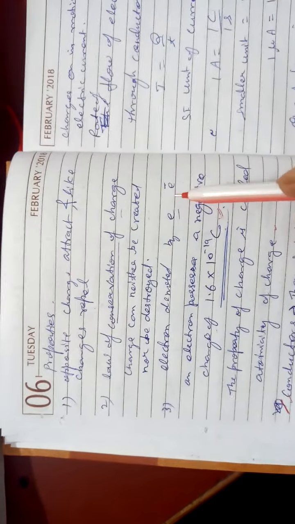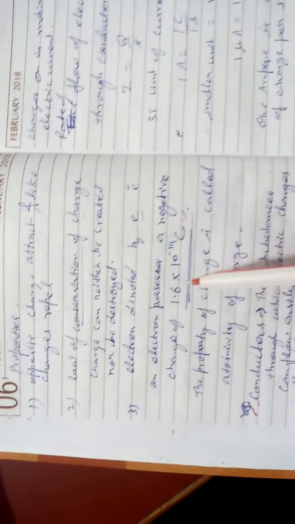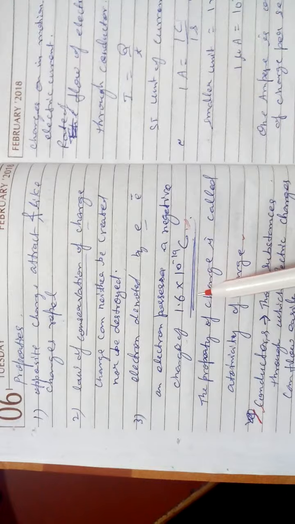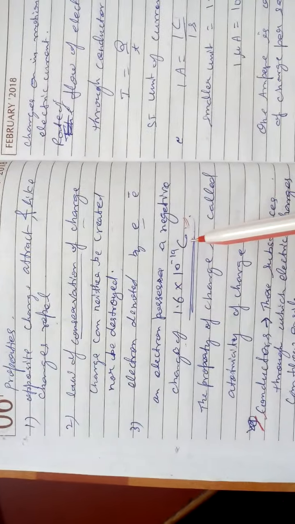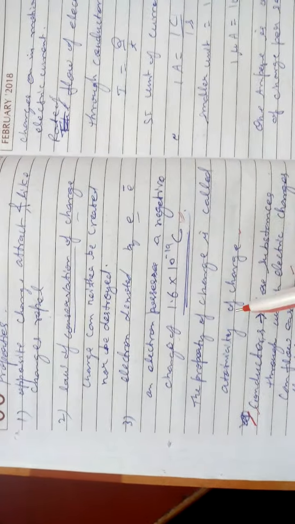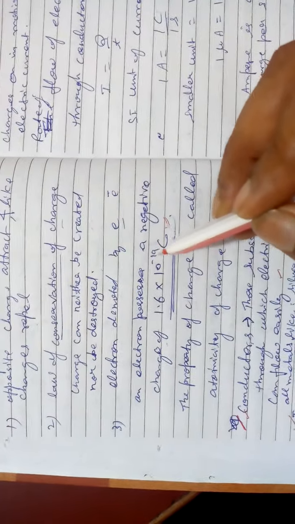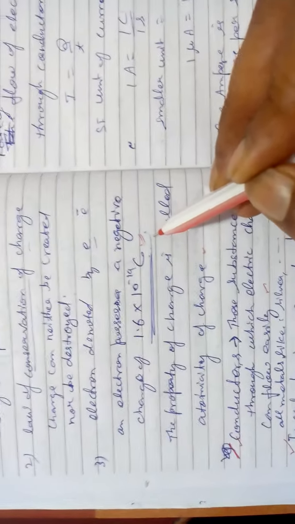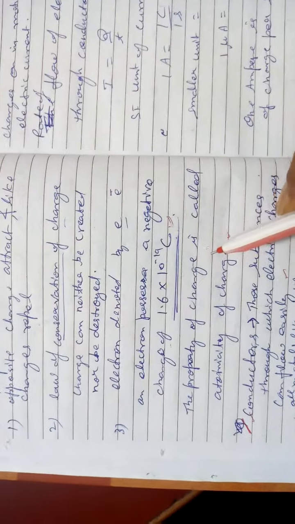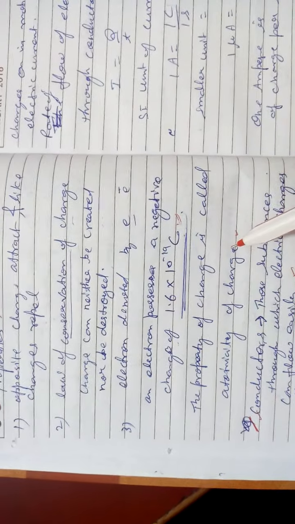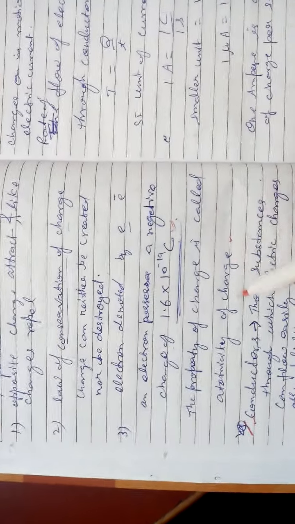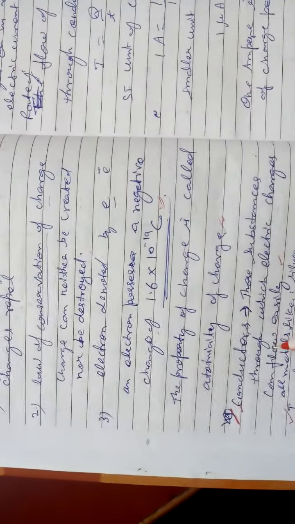Electron is denoted by e, the small letter e, or e bar. One electron possesses 1.6 into 10 power minus 19 Coulomb of charge. This property of charge is called the quantization of charge, which is in the chemistry chapter also.